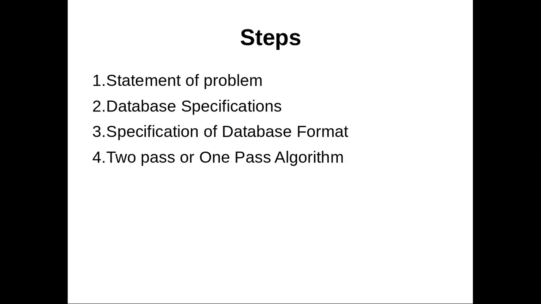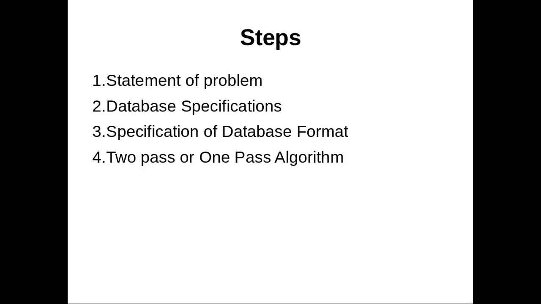We'll see what are the steps involved in implementation of macro processor. These are the 4 steps. First one, statement of problem. Second one, database specifications. Third one, specification of database format. And the fourth one, 2-pass or 1-pass algorithm. Statement of problem means if you are going to implement a macro processor, we must know what are the functions to be performed by a macro processor. Those functions have to be mentioned in the first step, that is your statement of problem.